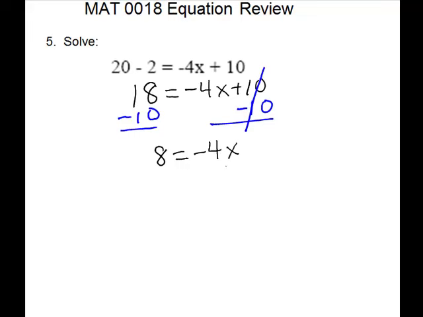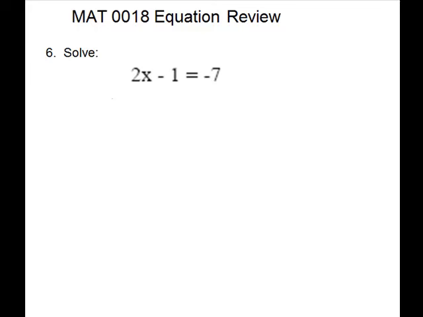Now you're ready to divide out your -4 that's with your x. So back on that side, divide on both sides by -4. Will leave you x equals 4 into 8 will go 2 times. You have only one negative. That's odd, so it will be negative.